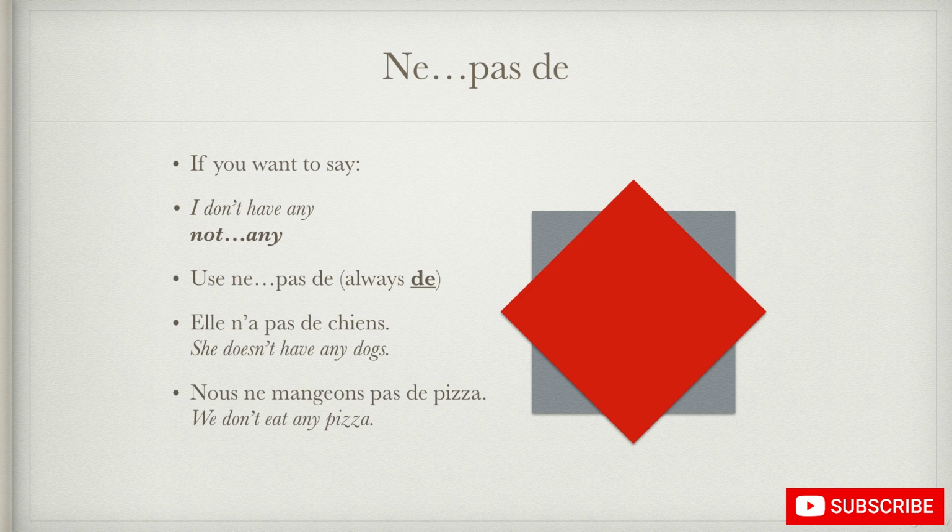So another example is nous ne mangeons pas de pizza. So we don't eat any pizza. Okay, so here we've learned about the ne pas, which just means don't or not. And then we also learned about the ne pas de, which means I don't have any or not any. Okay, so if you have any questions, please feel free to let me know and I'll help you with those.